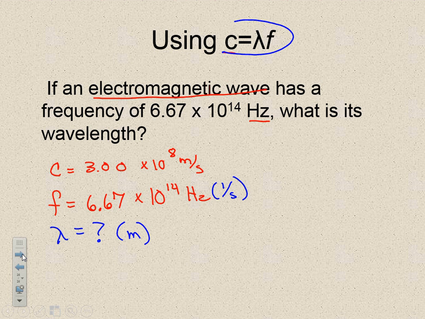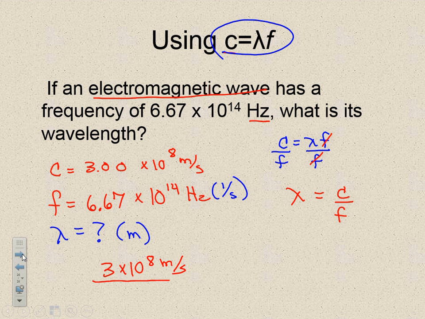So to rearrange this equation, I'm going to take C equals lambda times F, and I'm going to divide both sides by F. So you end up with lambda equals C divided by F. So C is 3 times 10 to the 8th meters per second, and you're going to divide it by 6.67 times 10 to the 14th hertz.